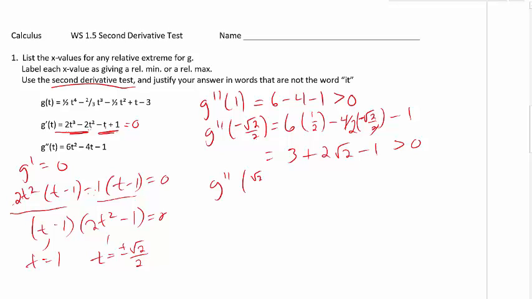Putting in positive square root 2 over 2 is going to give you very similar terms, except we will now have a minus in the middle term. Everything else will stay the same. That result is negative.